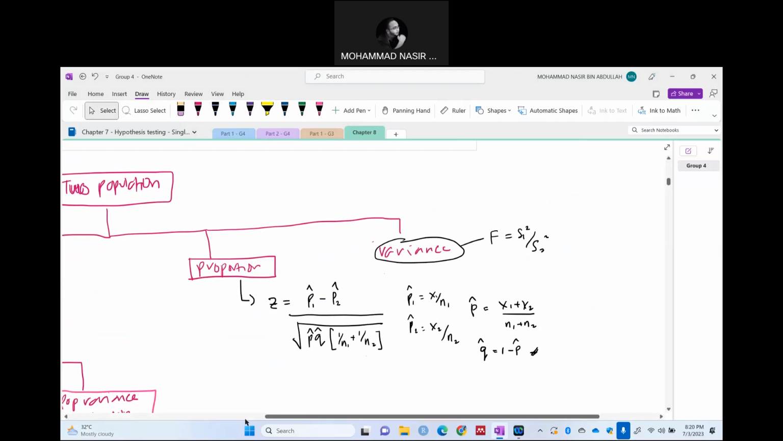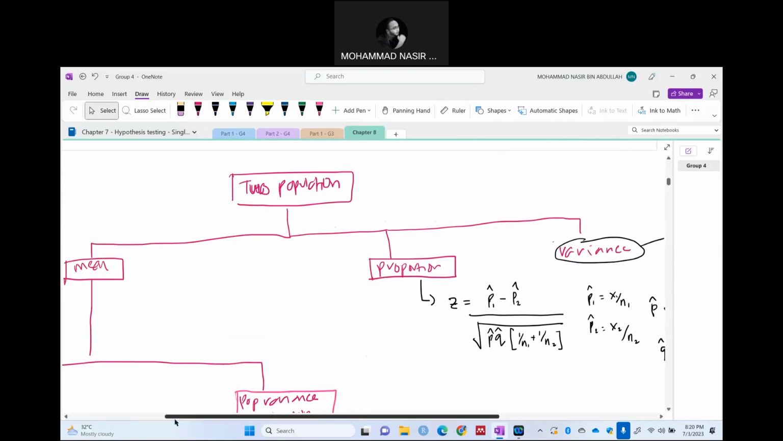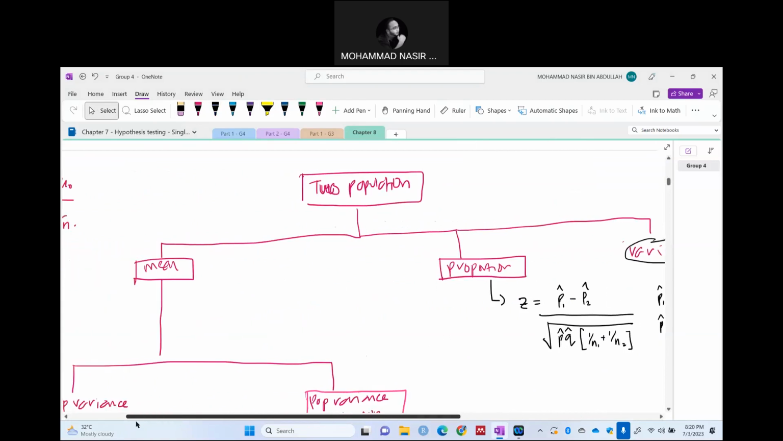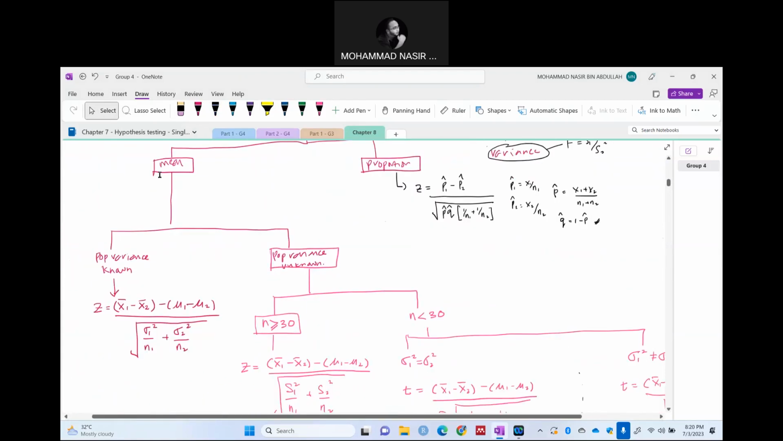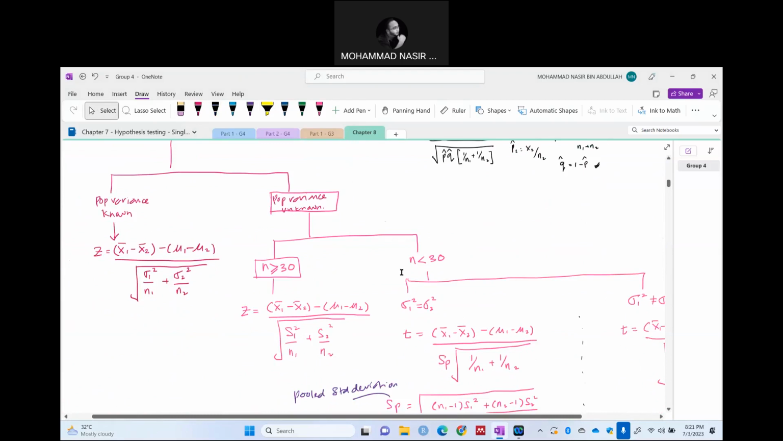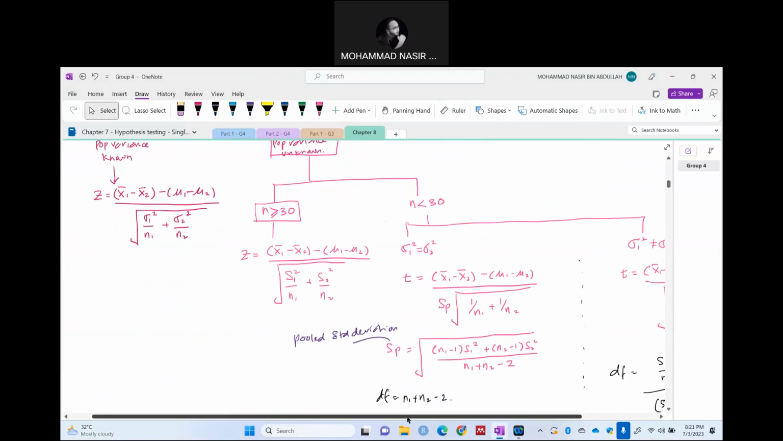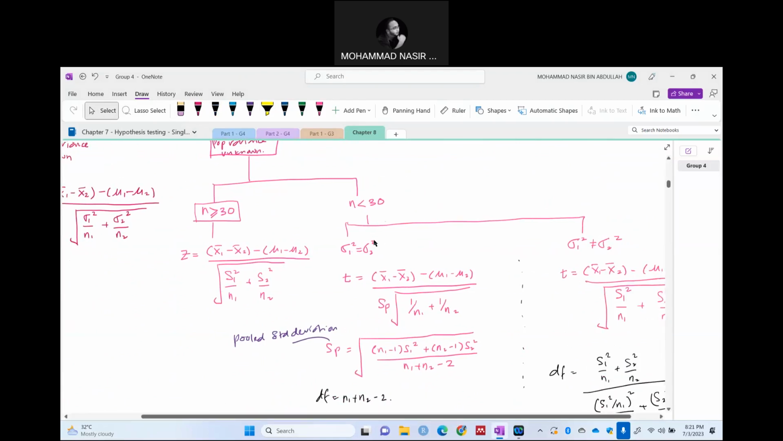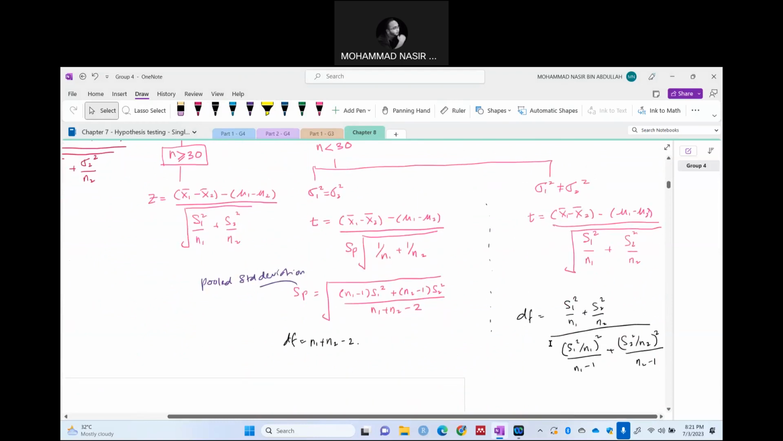So in this subject, we only look into tests about mean and tests about proportion. So again, for tests about mean, we have two conditions. Where the population variance is known, we use Z distribution. When the population variance is unknown, we look at the sample size. If the sample size is more than 30, we use Z distribution. If the sample size is less than 30, we use T distribution, but we're going to divide into two: where the population variance is assumed equal and another where the population variance is not assumed equal. So for assumed equal, we need to use a pooled standard deviation. And if not equal, we need to calculate the degree of freedom.